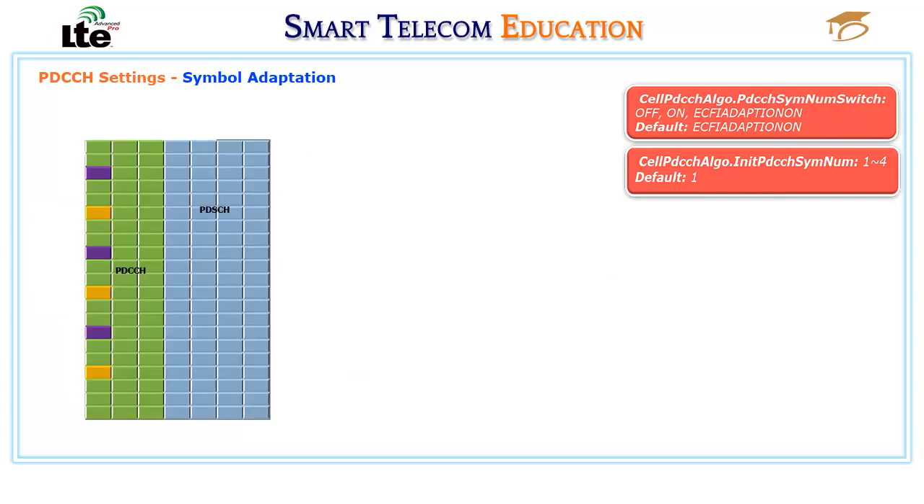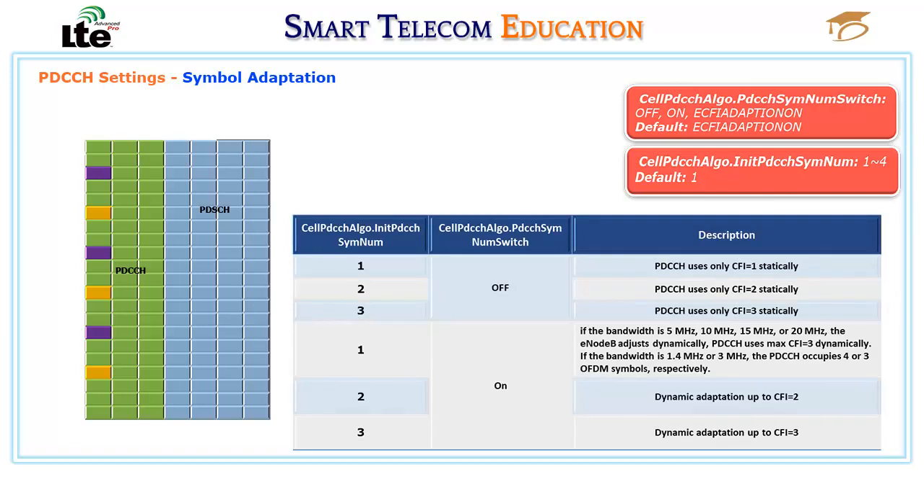The number of OFDM symbols available for PDCCHs in a subframe is equal to CFI. The following table describes the number of symbols used by PDCCH when the PDCCH symbol number switch is set to on and off, with the corresponding setting of the initial PDCCH symbol number parameter. When the PDCCH symbol number switch is set to off, the number of symbols is allocated statically following the setting of the initial PDCCH symbol number parameter.